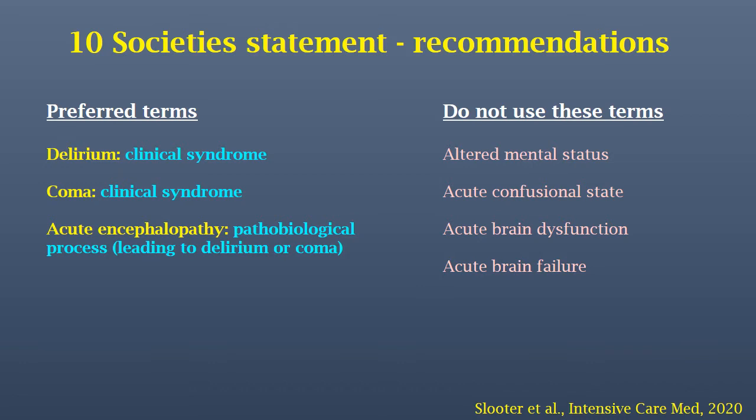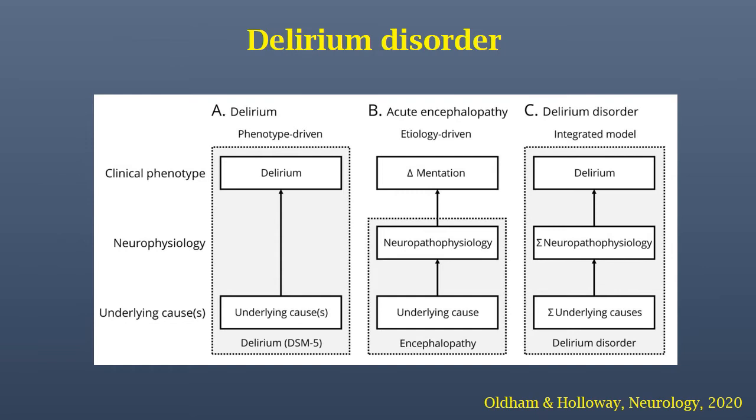A related paper, which also attempted to address the problem, took these terms of delirium and acute encephalopathy and combined them into this third term of delirium disorder, which is mainly intended for research use. But this gets at the idea that we have this condition which combines a clinical syndrome that you see at the bedside with an underlying brain disorder. And we really need to be studying the clinical syndrome in relation to the brain disorder to make progress.